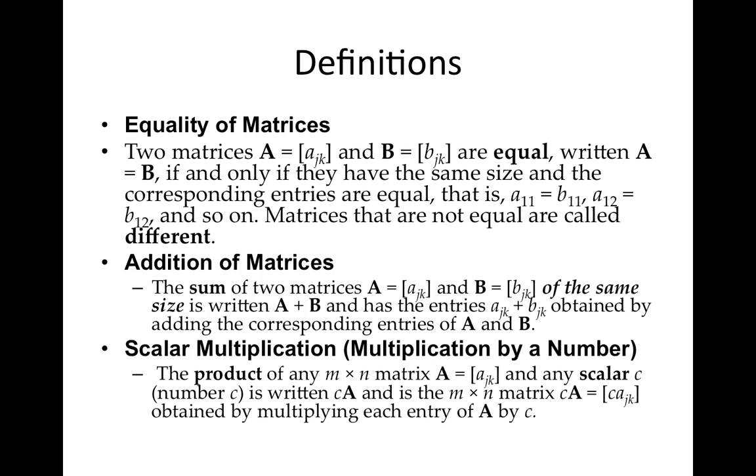Scalar multiplication is the product of any m by n matrix A with any scalar c, and that's written as c times A. And basically in that case, each element within A is multiplied by the scalar c.